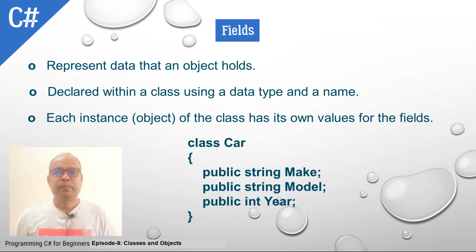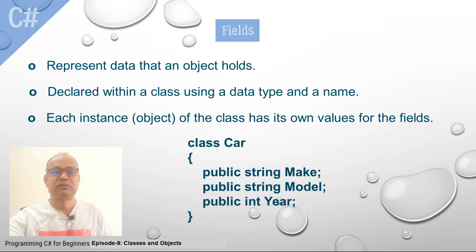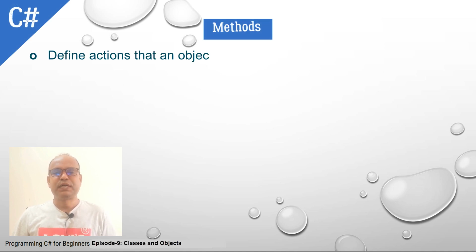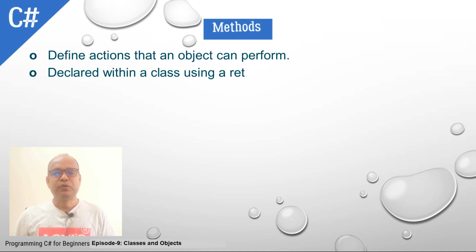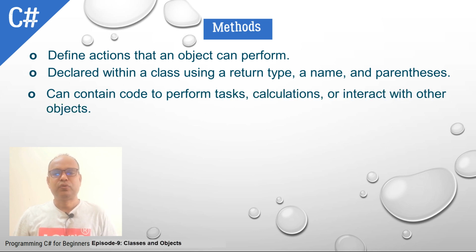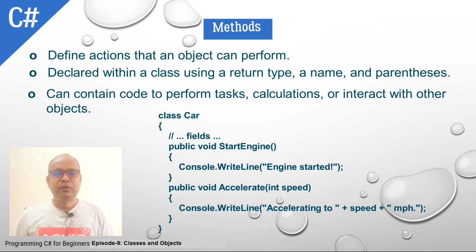Class Car, field for car's make, field for car's model, field for car's year. Methods define actions that an object can perform, declared within a class using a return type, a name, and parentheses. They can contain code to perform tasks, calculations, or interact with other objects. Have a look at the example class Car.